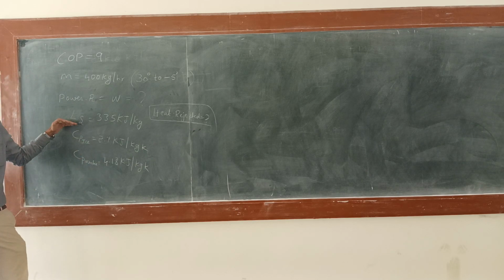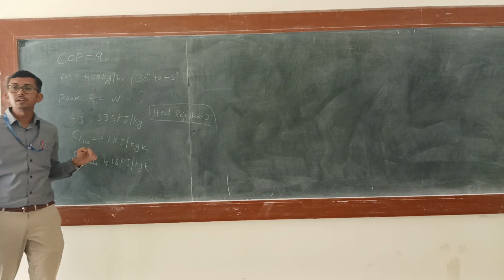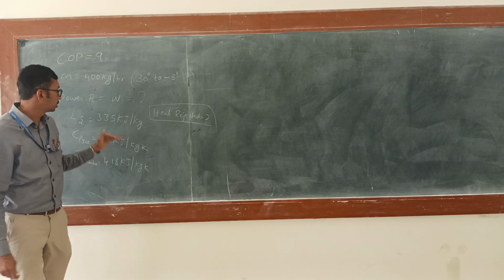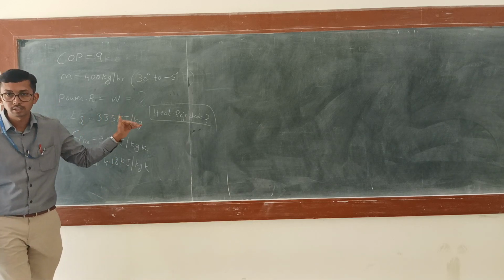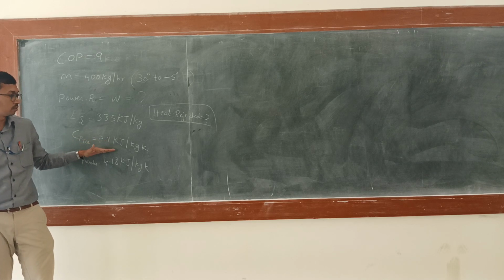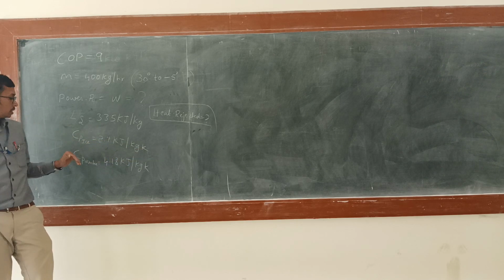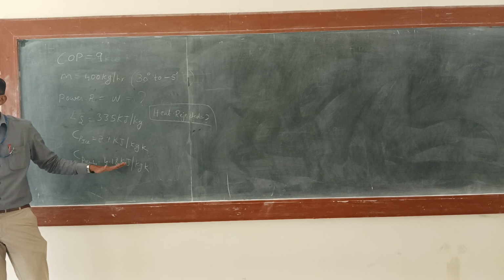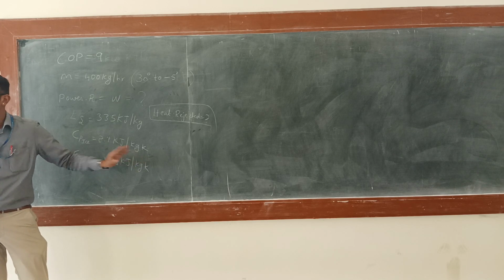Next, the latent heat of solidification or latent heat of freezing is given, that is 335 kilojoule per kg. Specific heat of ice is given, that is 2.1 kilojoule per kg Kelvin. Specific heat of water is given, that is 4.18 kilojoule per kg Kelvin.